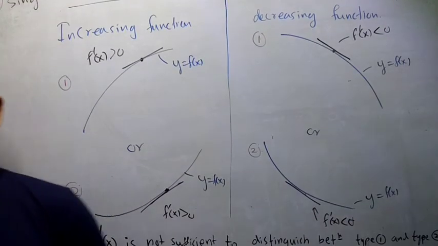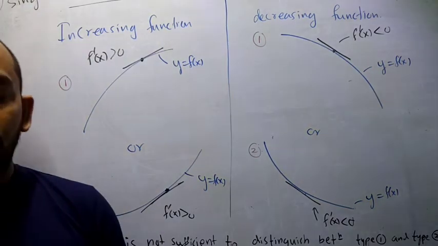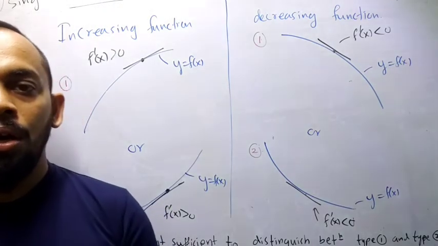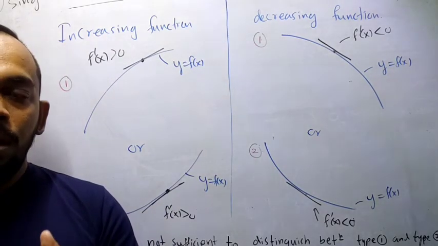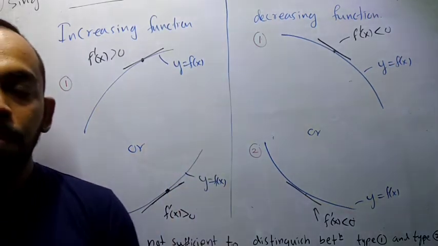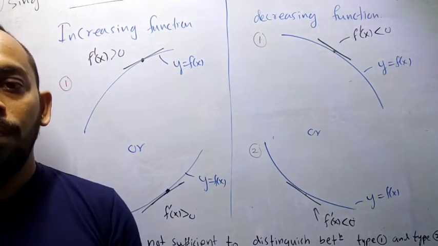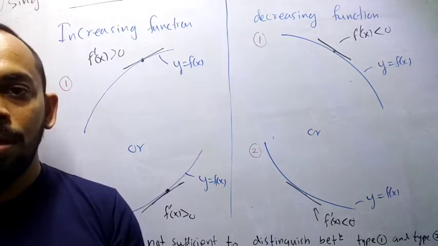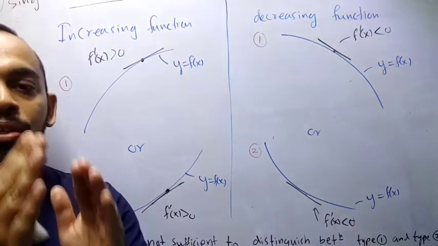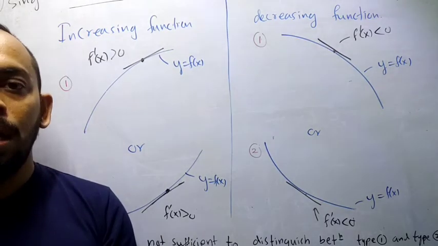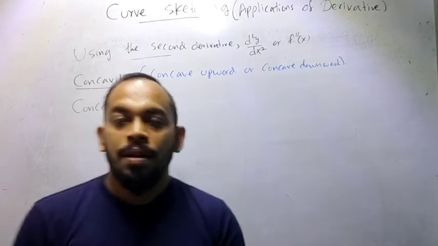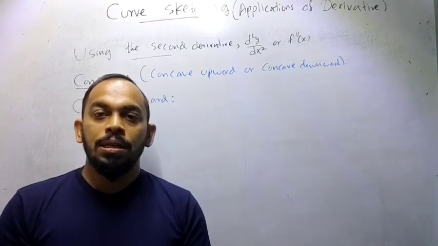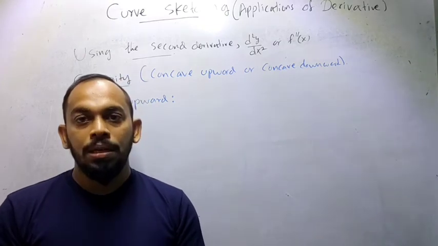Now, before we introduce the second derivative test, I will introduce the concept of concavity of a function. We will distinguish between these two types based on the concavity of a function, and we can find the concavity of the function using the second derivative test. So before we move on to that, I should introduce the concept of the concavity of a function. Basically, there are two types of concavity. One is concave upward and the other is concave downward.